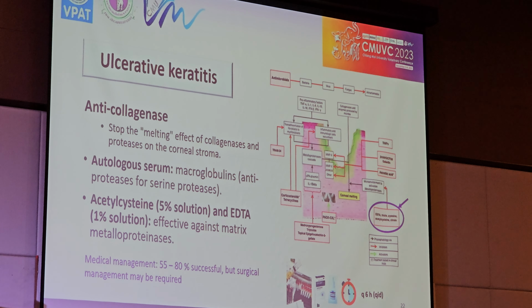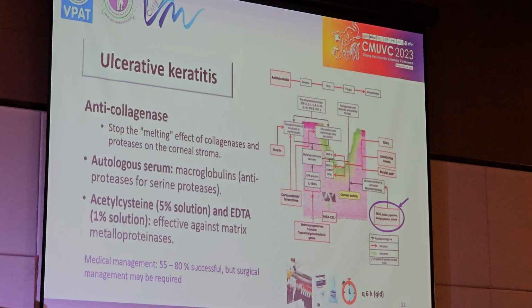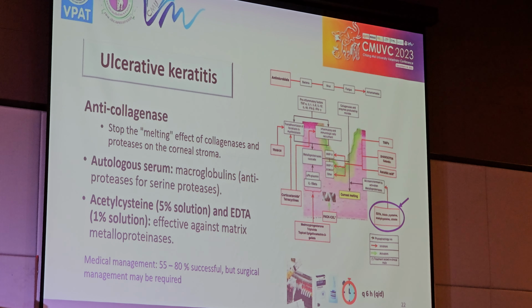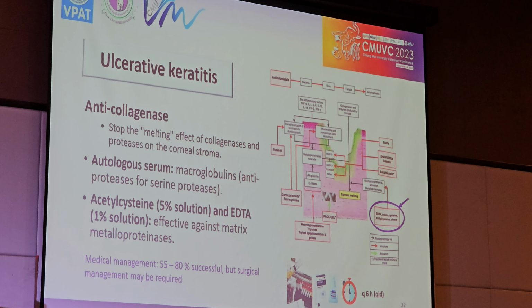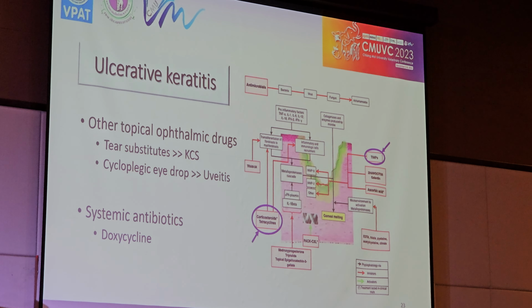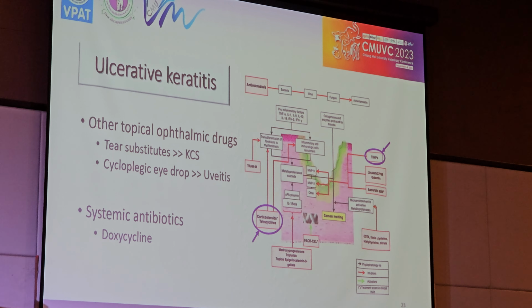For the frequency, topical application can be 4 times daily until the corneal melting is completely healed. However, the medical management of a melting ulcer is only about 55 to 80% successful, and therefore surgical management, such as a third eyelid flap for corneal protection, should be performed to maximize the success rate. For the other topical ophthalmic drugs used in corneal ulcer, such as tear substitutes or cycloplegic eye drops, I will discuss them later in other topics.